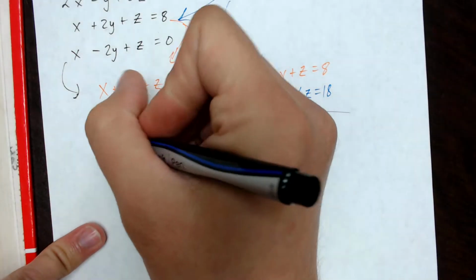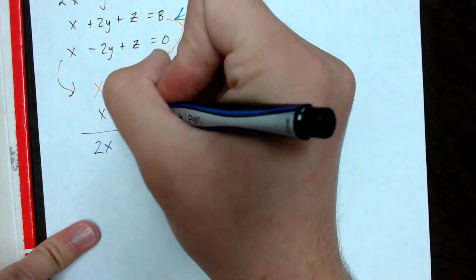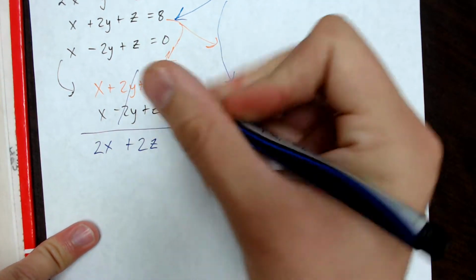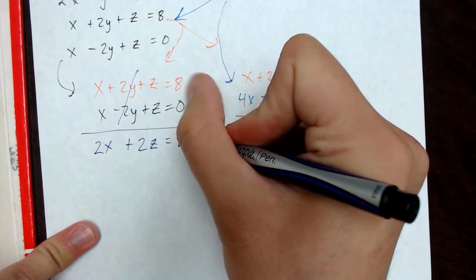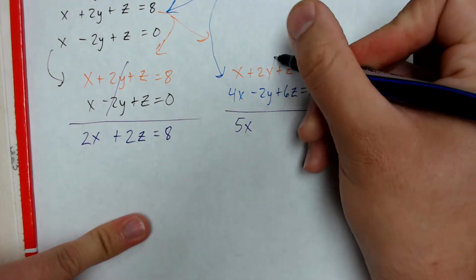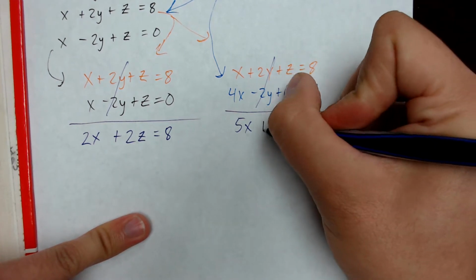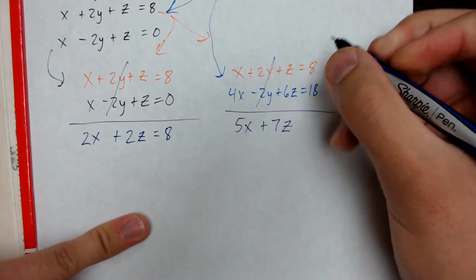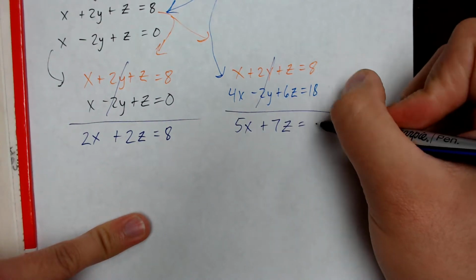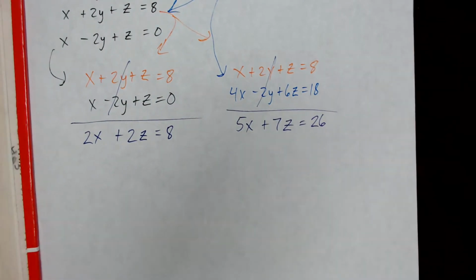So here, x plus x is 2x. The y's cancel. Z plus z is 2z. And 8 plus 0 is 8. Here, x plus 4x, 5x. These cancel. Z plus 6z, 7z. And then, let's see here, 8 and 18 give me 26.